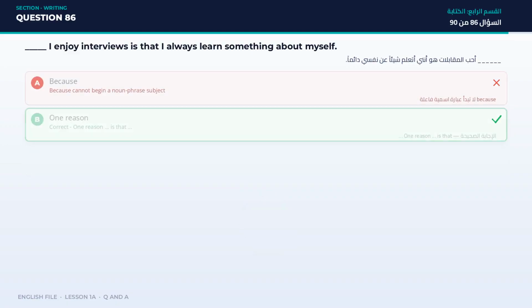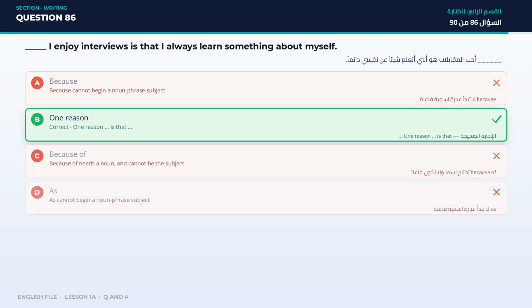Question 86. The answer is B, one reason. One reason is that. Not A, because cannot begin a noun phrase subject. C, because of needs a noun and cannot be the subject. D, as cannot.